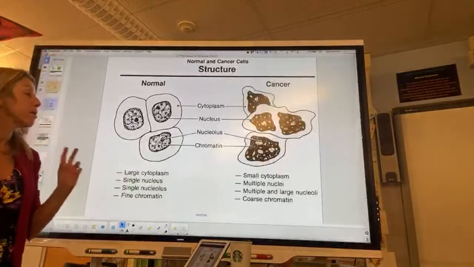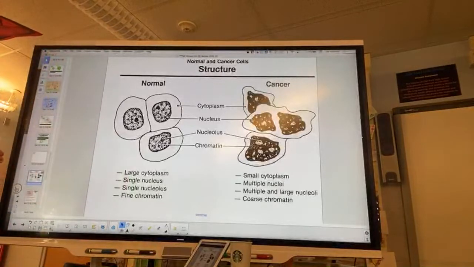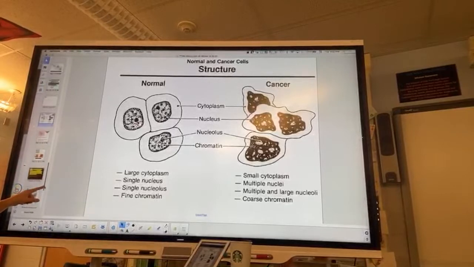So can you ping pong back and forth with whoever you're sitting next to? Whoever's in the blue seat, you are normal. Slate, you've got cancer. Okay, back and forth. Go real quick.